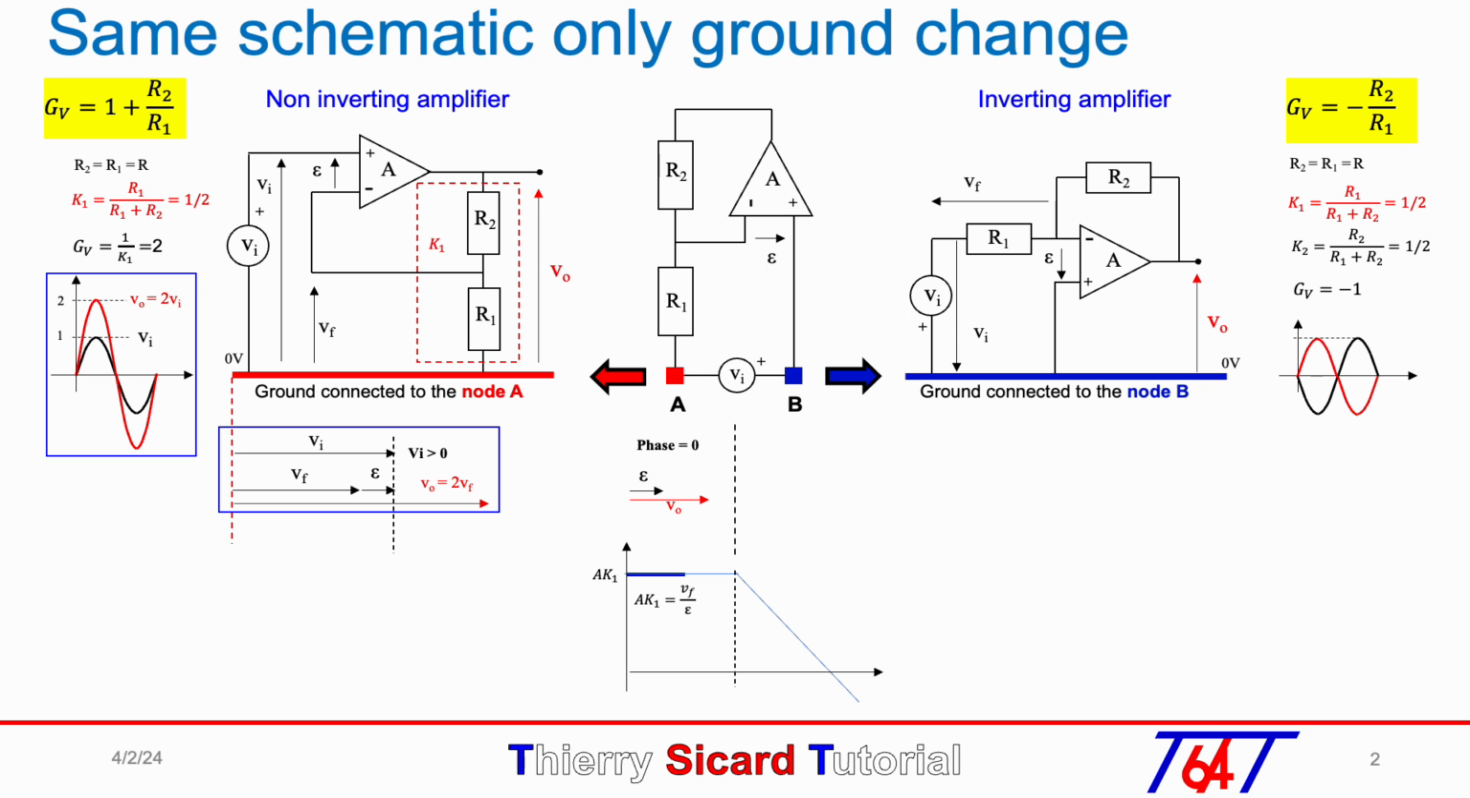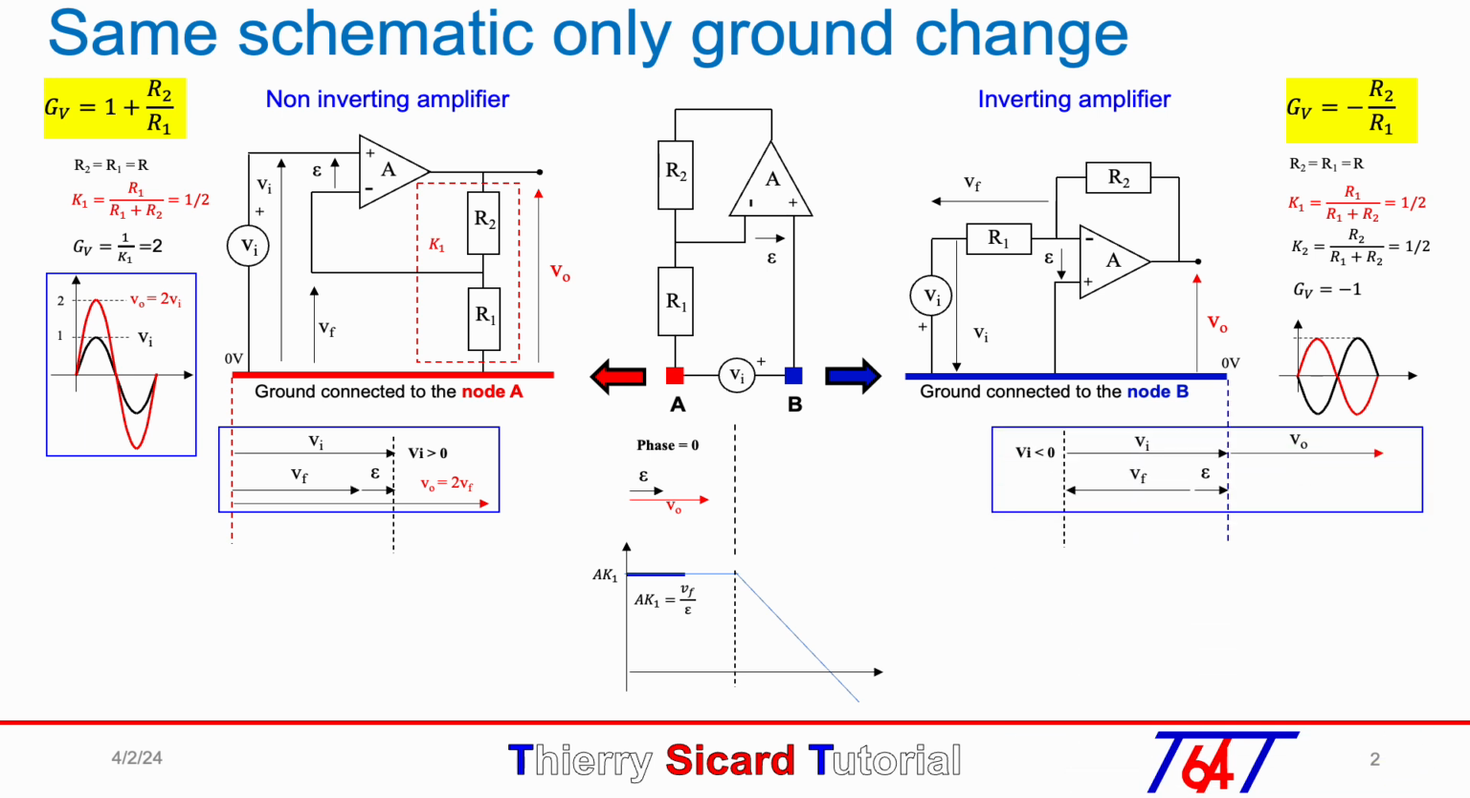For the vectorial diagram, vectors Vin and Vf are referenced to the 0 volt noted with a blue dotted line. For the inverting amplifier, Vin is negative. Vf plus Vin equal epsilon. Of course, if the gain A times K1 is high, epsilon will be negligible, so Vin equal minus Vf, and as Vout equal minus Vf, the closed loop gain is equal to minus 1.